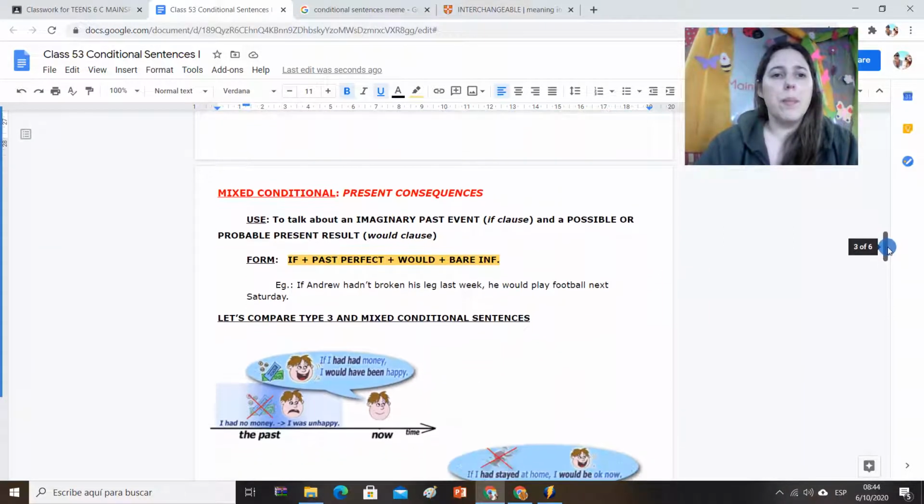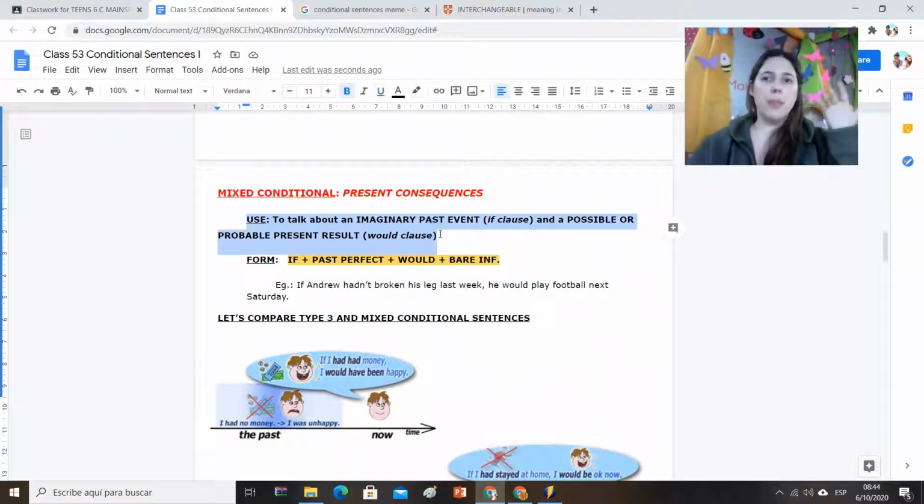And now let's pass on to the mixed conditional. In the mixed conditional, you're going to have a combination between the conditional 3 with the conditional 2. It's going to be used to talk about an imaginary past event, a past situation, and that is going to be expressed in the if clause, and the possible or probable result in the present, that is in the would clause. That is why I say it's a combination between conditional type 3, because in the first part you're going to have the past event.